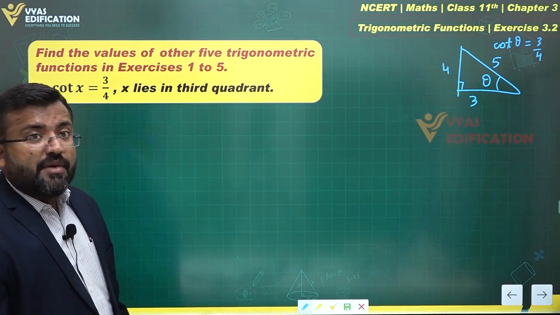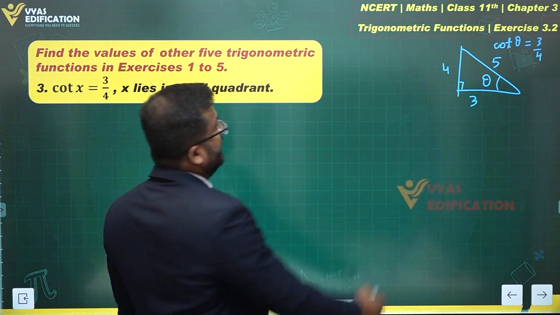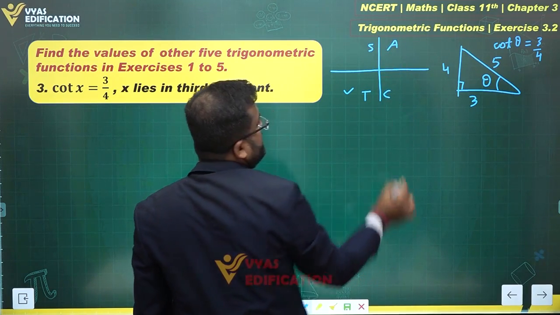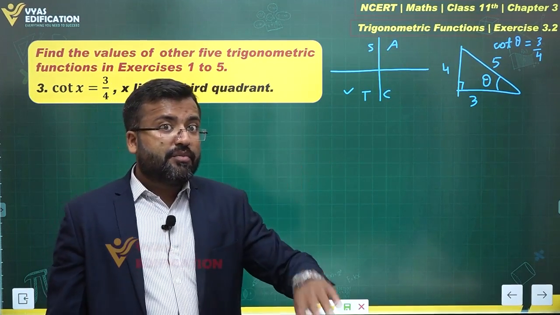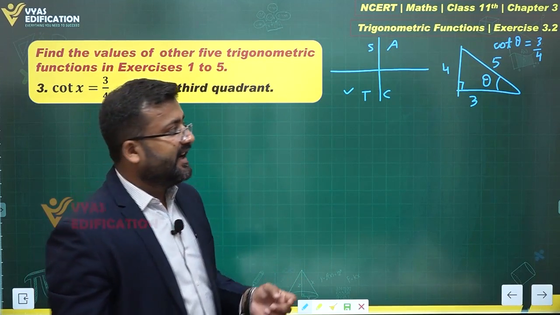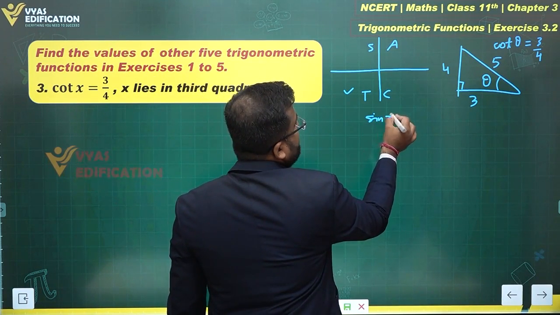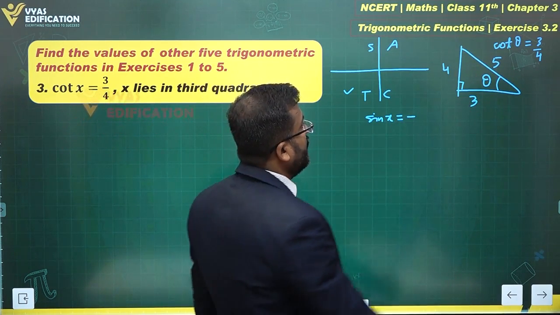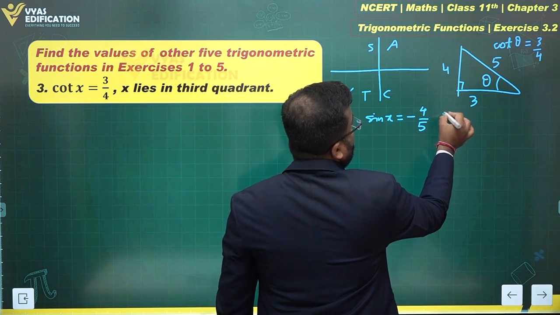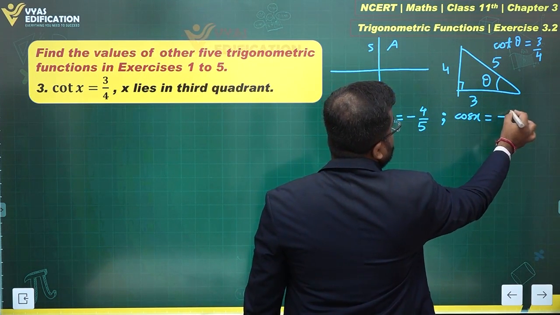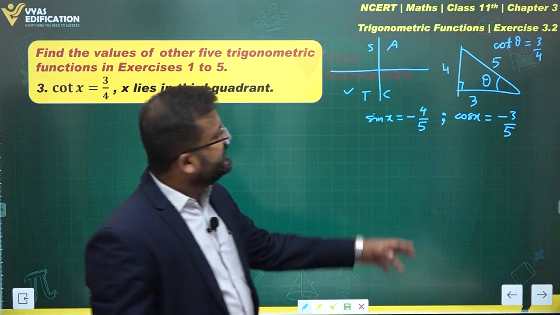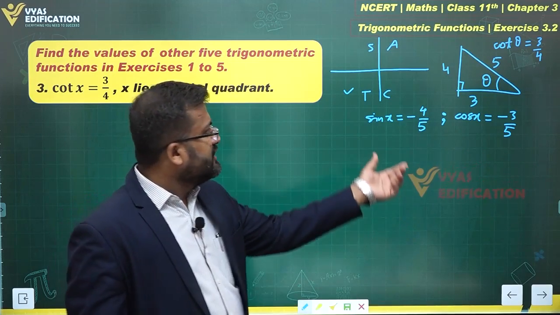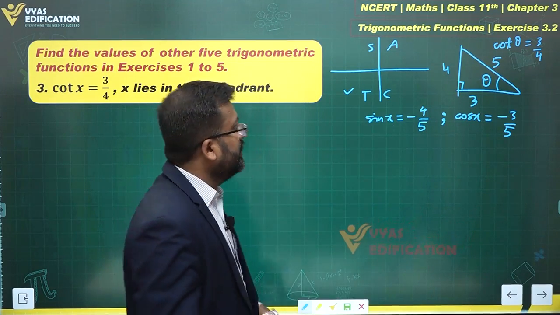So cot theta is 3 by 4 and x lies in the third quadrant. In the third quadrant, only tan and cot are positive, and the other 4 would be negative. We can easily write sine x. Sine of x would be negative, minus 4 by 5. Cos x would again be negative, which is minus 3 by 5. Tan x would be the reciprocal of cot x, 4 by 3. The other 2, cosec x and sec x, can also be easily found using this approach.